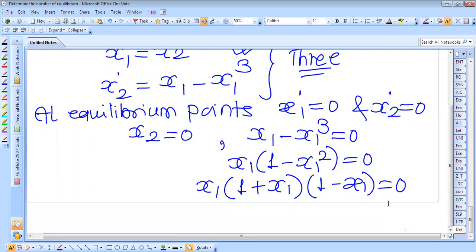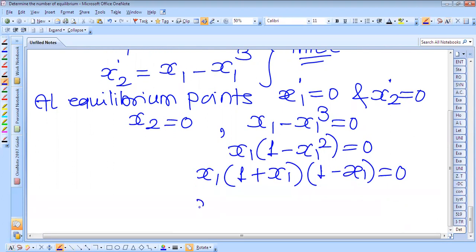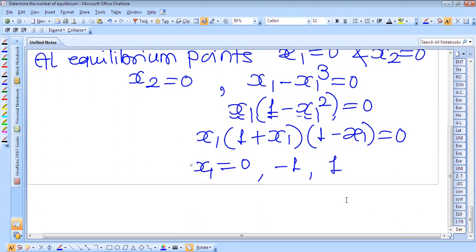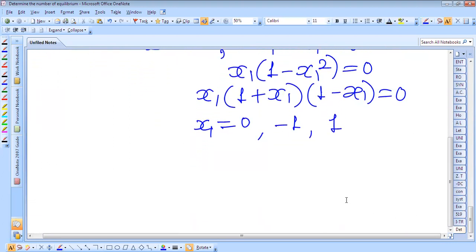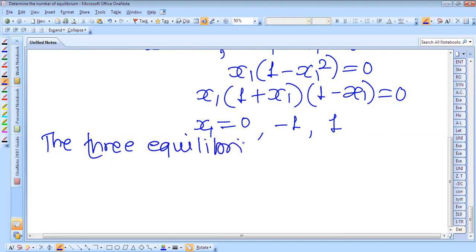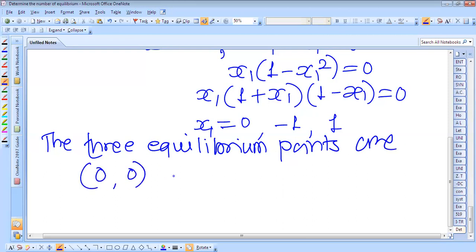So the solutions are x1 equal to 0, minus 1 and 1. So there are three equilibrium points. The three equilibrium points are (0, 0), the second point is (minus 1, 0), and the third is (1, 0). So these are the equilibrium points. So this is the solution.